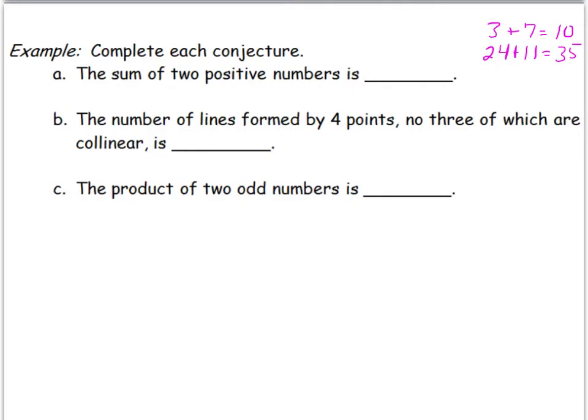Therefore, to complete my conjecture, I would say that the sum of two positive numbers is positive. And I really cannot think of any possible way in which this conjecture would be false. So that's what we're going to do for A. Once you go ahead and try B and C, pause the video, and when you're set and ready, go ahead and start it up again.